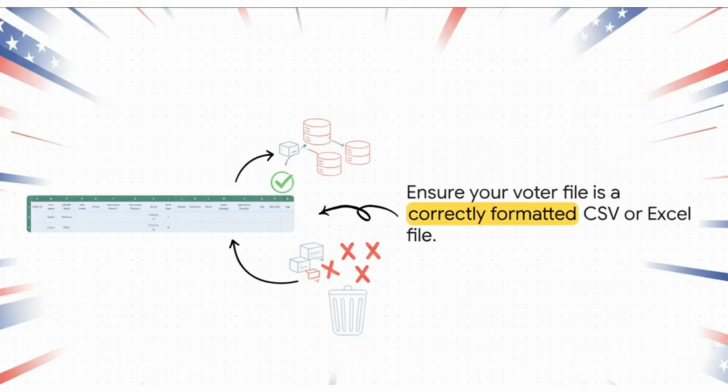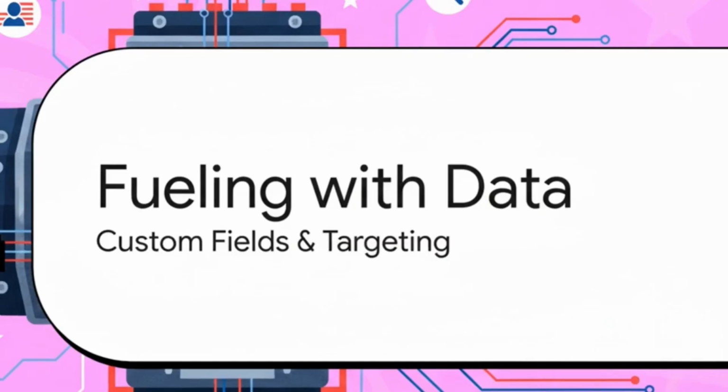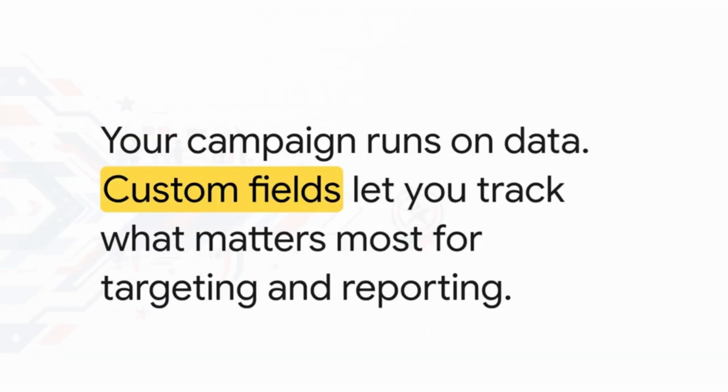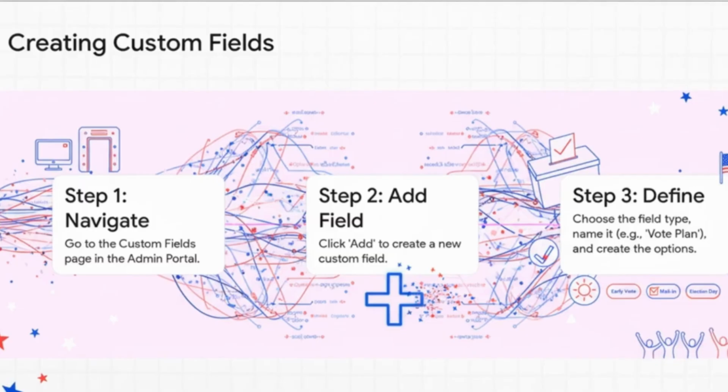Okay, your engine's built. Now every engine needs fuel. And for our campaign engine, that fuel is high-quality data. Let's talk about how to track the information that will really help you target your voters effectively. You see, the standard voter info is a good start, but it's just that, a start. To run a really smart campaign, you need to track specific things that are unique to your race, and that is exactly what custom fields are for.